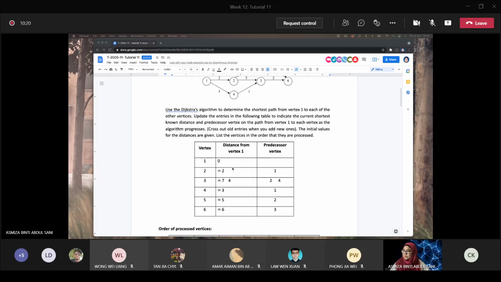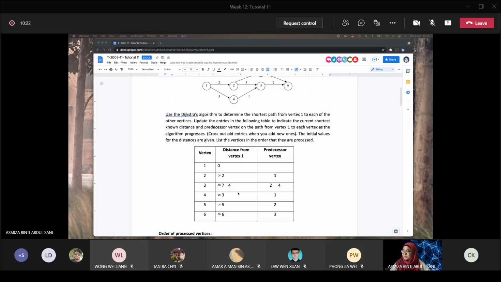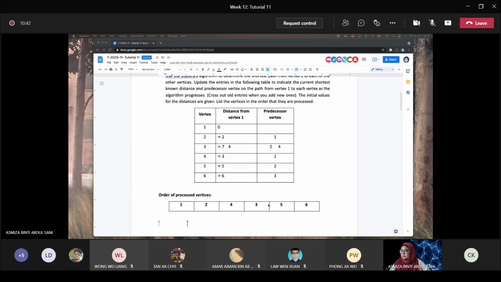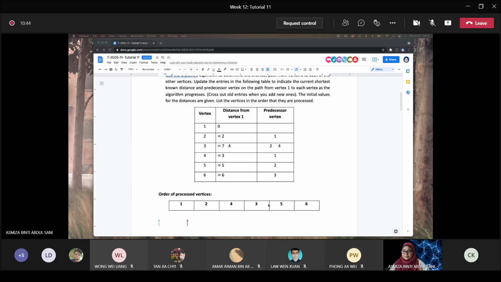I think I will just show you once how we get this table, because I don't really use this table. I always forget to use this table when I do Dijkstra, and it's always during tutorials that I realize we have this table to fill in. So first let me ask, is there anybody else who does not get this answer?